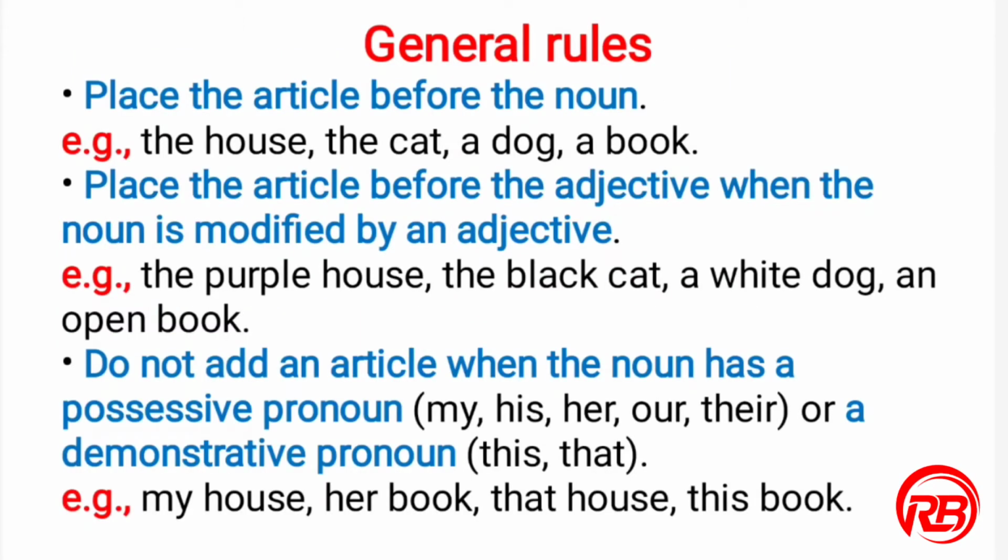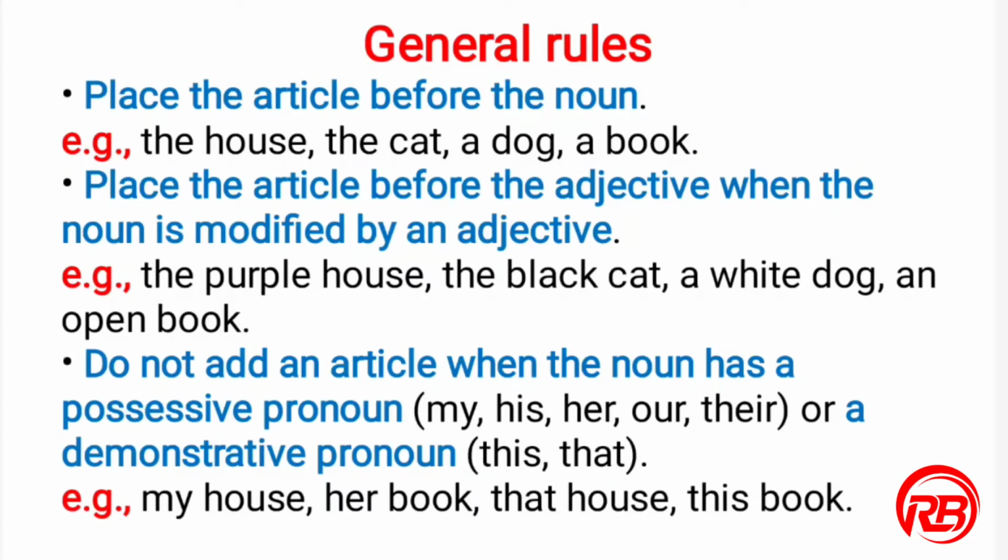Here I have given you general rules on where we have to place the article in a sentence. Rule number 1: place the article before the noun. So already we have discussed that the article will appear before the noun. Example: the house, the cat, a dog, a book.